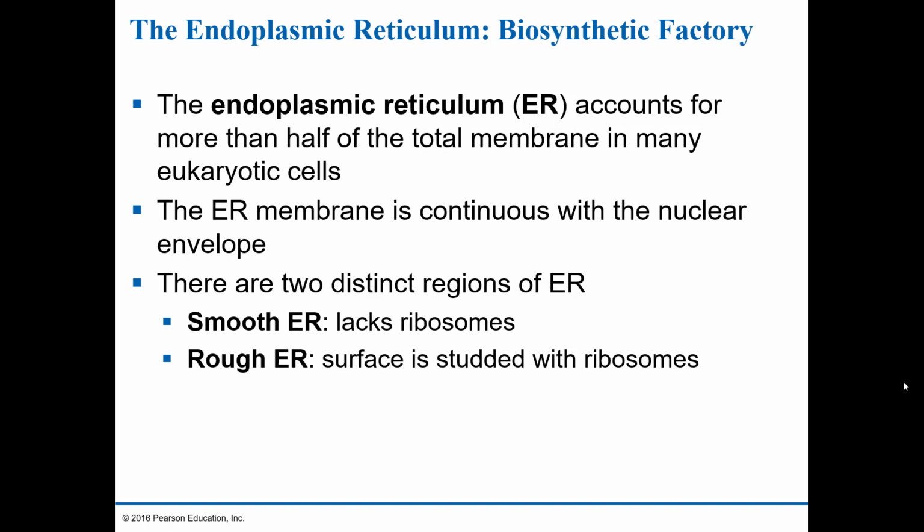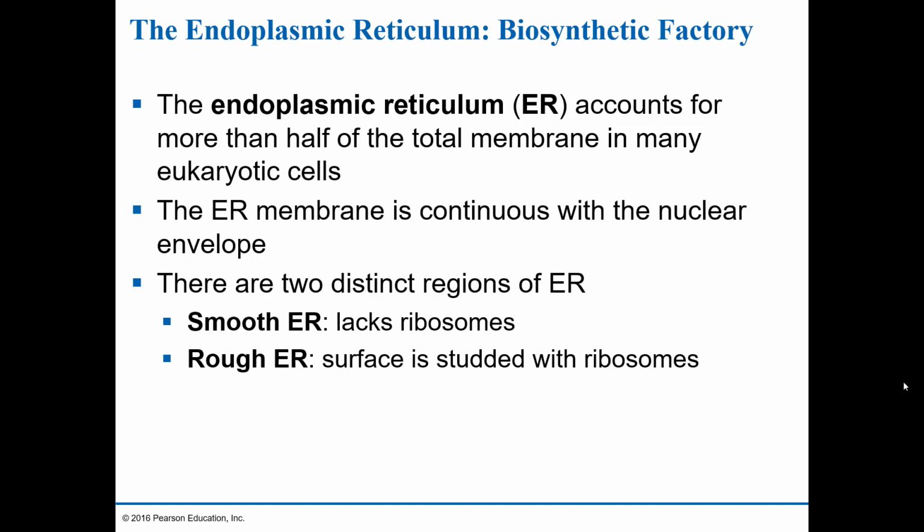The endoplasmic reticulum accounts for more than half the total membrane in many eukaryotic cells. So the endoplasmic reticulum is smushed up really tight, but if you were to pull it apart, it's kind of like an accordion. It's folded and curled and folded up, but it would stretch out really long. So it has a super, super long and very, very big membrane. It is continuous with the nuclear envelope, meaning that it touches it, it's connected to it.